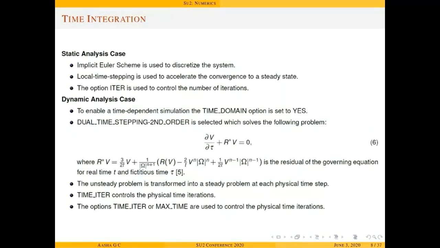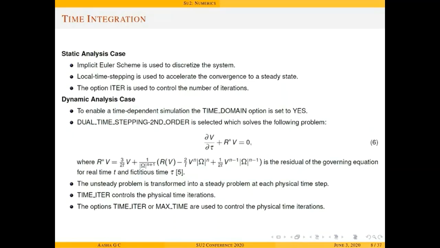We have employed the dual time stepping second order method for the same, which solves the equation given in equation number 6 and involves real and fictitious time. The unsteady problem is transformed into a steady state problem at each physical time step and is solved as a steady state problem in this method.